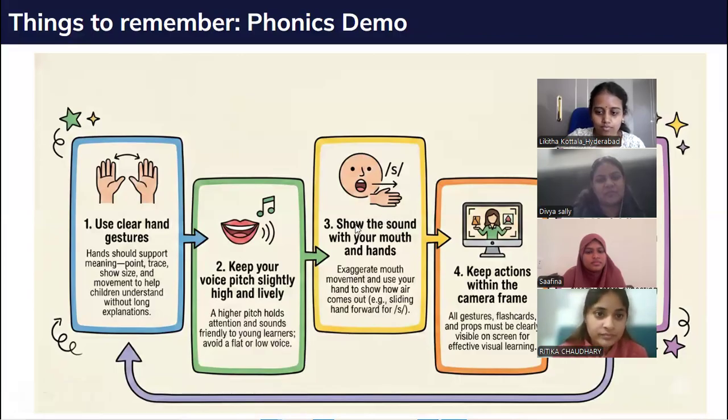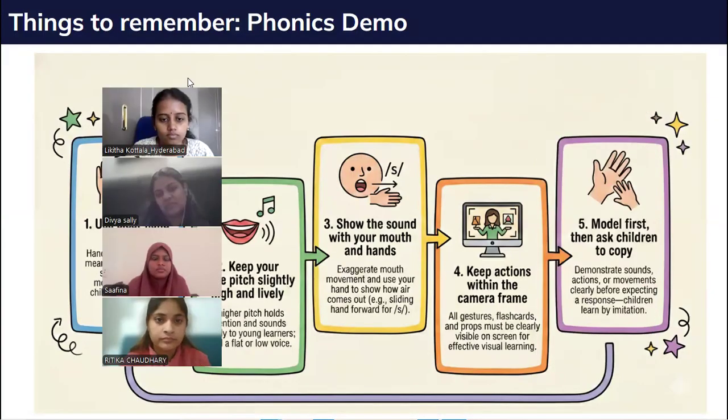Okay. Then the third one is show the sound with your mouth and hands. Very important. Like we did the v, to show it with your mouth, especially for the sound. Have you seen the phonics? We either trace it or use hand gestures. So show the sound with your mouth and hands. Keep actions within the camera frame. Very important. Like today also somebody used hand gestures, but it was not visible. So make sure that you keep the actions within the camera frame.